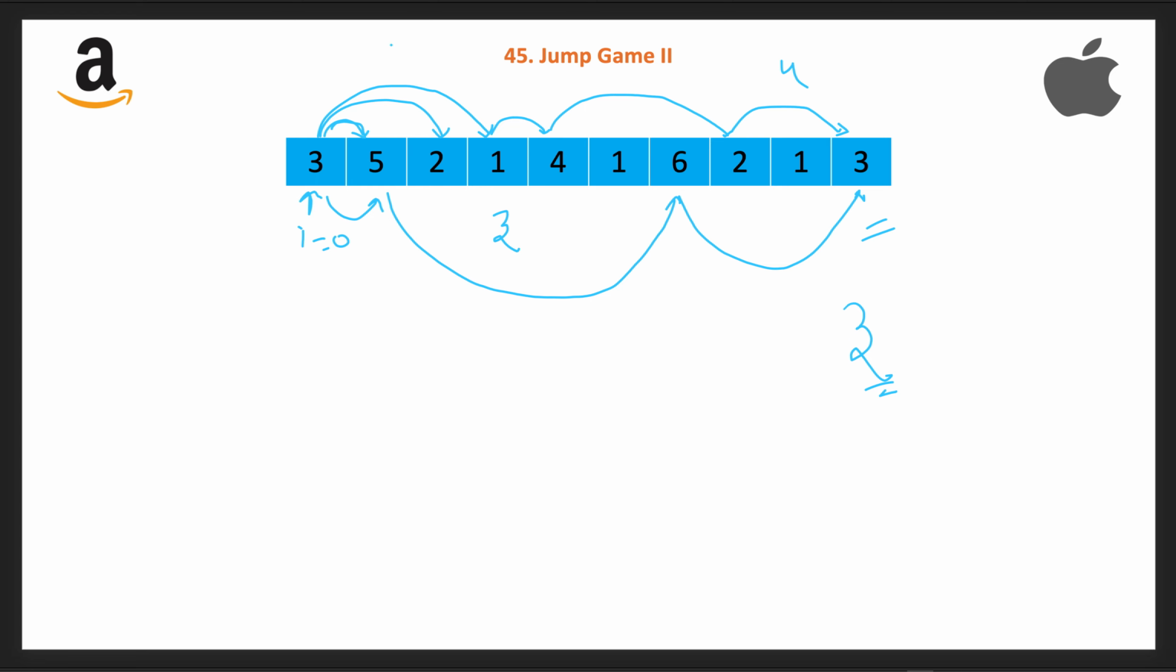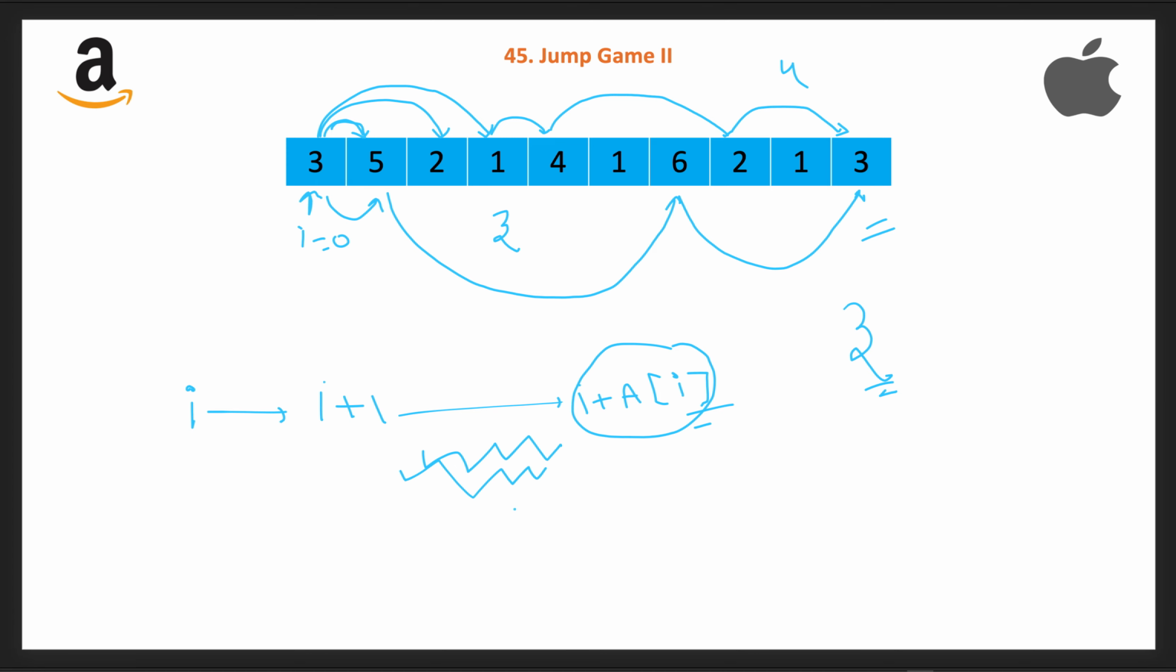So this is the idea; now let's formulate the code using this approach. At the initial current level, if we are at index I, we can go at most from I plus 1 to I plus A of I. Rather than blindly jumping to the last position I plus A of I, we will look at all possible candidates in between which will land us as far as possible.